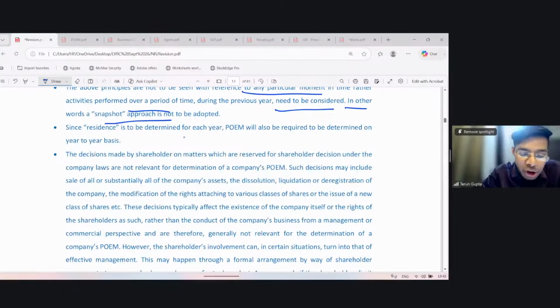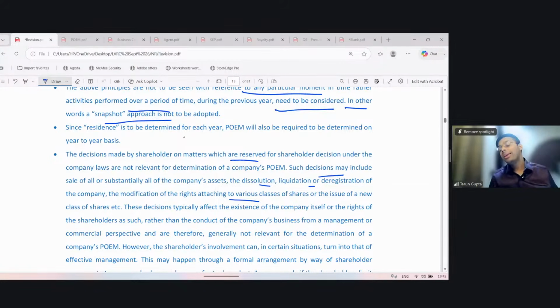The decisions made by the shareholder on matters which are reserved for shareholder decision under the company laws are not relevant for determining where the POEM is situated. Such decisions may include sale of all or substantially all of the company's assets, the dissolution, liquidation, or deregistration of the company, the modification of rights attached to various classes of shareholders, or issue of a new class of shares.